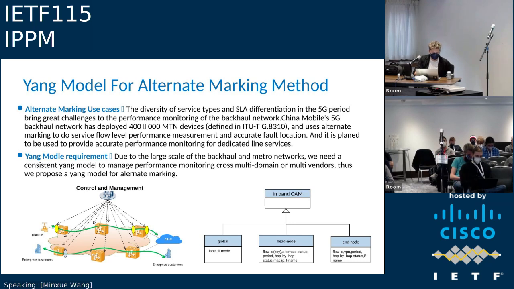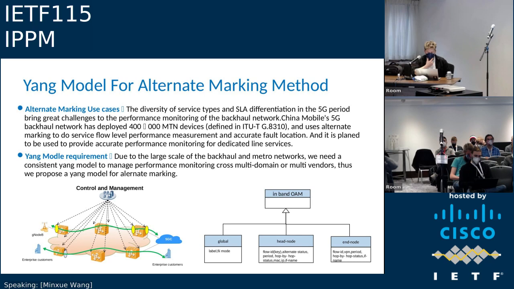In China Mobile, we have the 5G backhaul network, which has deployed 400,000 MTN devices. MTN is defined in ITU-T G.8310 and uses alternate marking to do service flow level performance measurement and accurate fault location. We also plan to use alternate marking to provide accurate performance monitoring for the dedicated line service in the very near future.